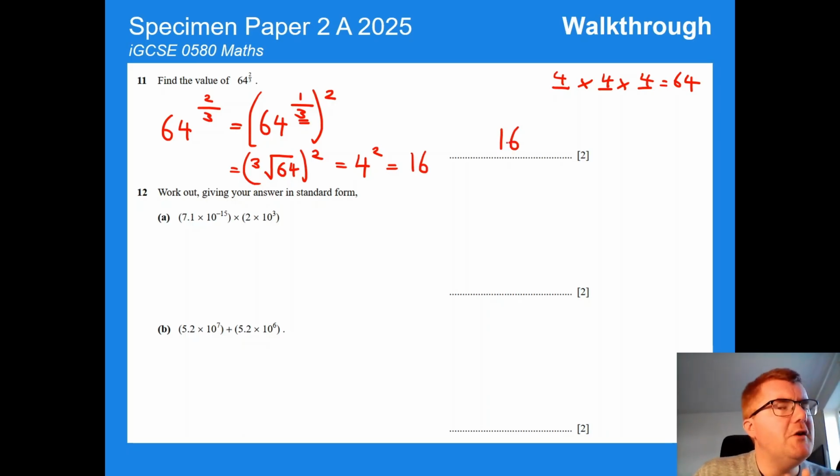2 marks you really don't want to lose is in the middle of the paper. This will get you those B grades and possibly A grades as well, getting that correct. So be very careful. Okay, on to question 12.